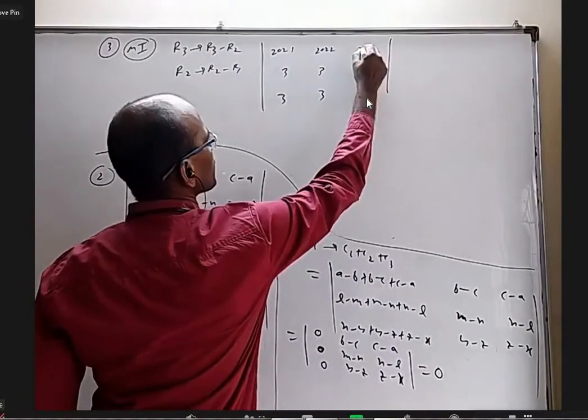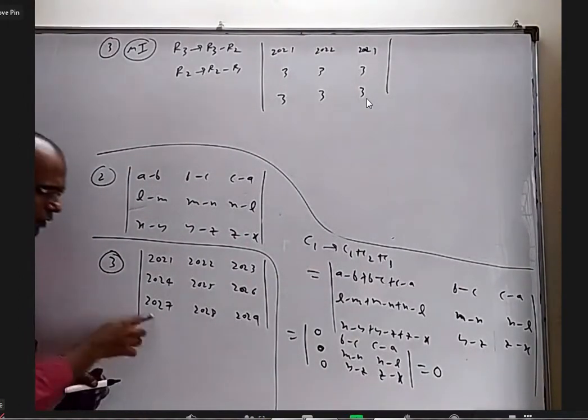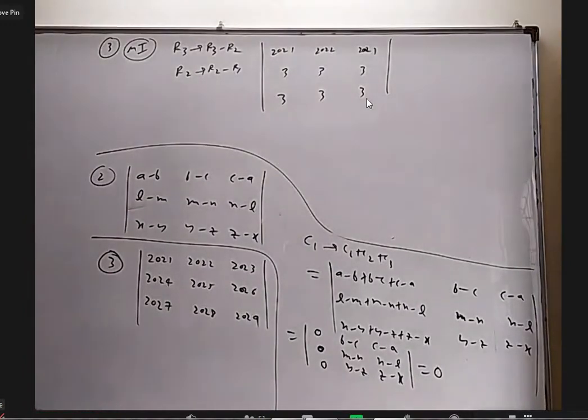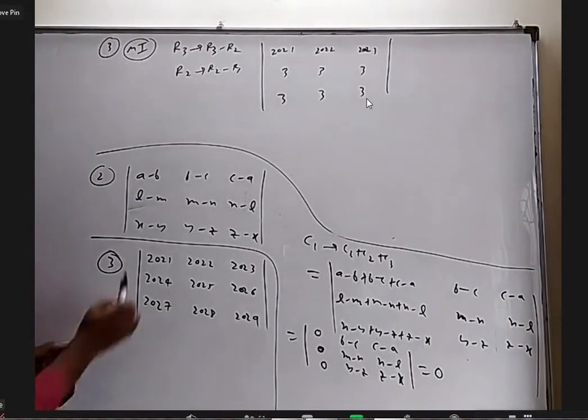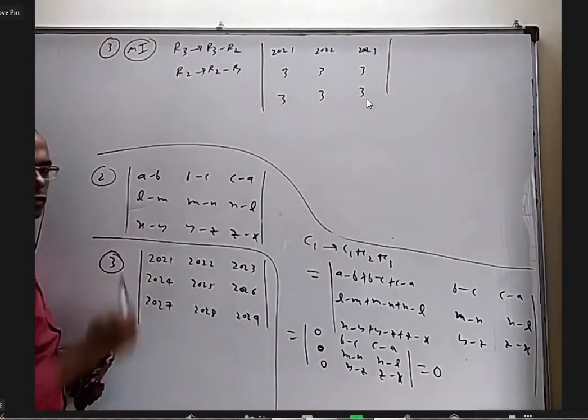Sir, one question about row 3. First, from third row, I'm removing second row. From this, I have to remove this. From this, I have to remove this. From this, I have to remove this. Okay. And from second row, I have to remove first row. So from this, I have to remove this. From this, I have to remove this. From this, I have to remove this.